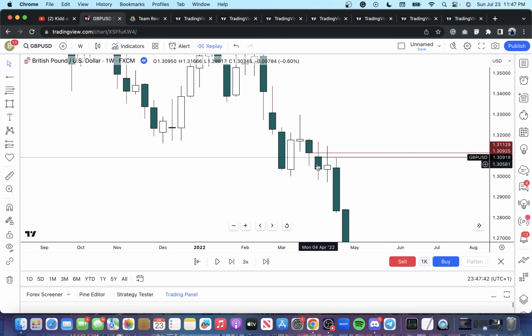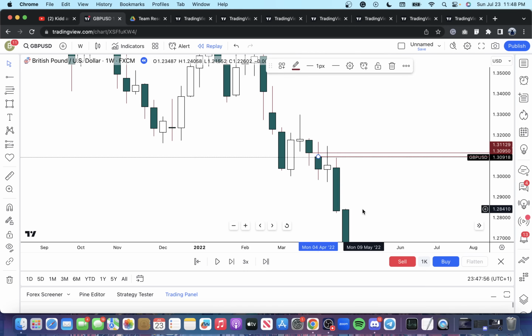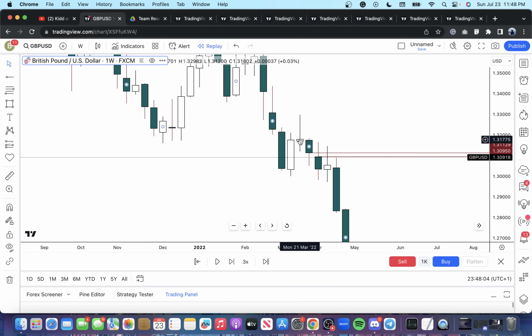And then the discount low of our weekly inefficiency starts at the opening price of this candle, which is 1.30950. Okay, so 1.30950, that's the discount low there, and that's our premium. And if we trade through this level here, then we have to contend with the rejection block and then this small little fair value gap.